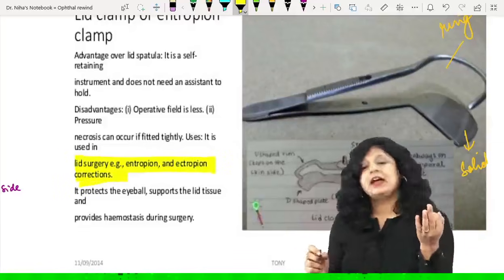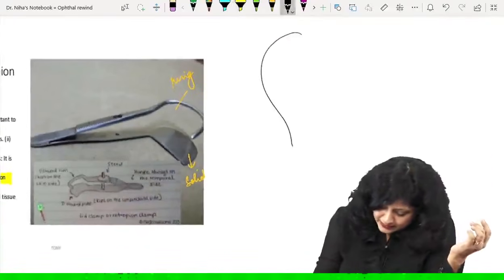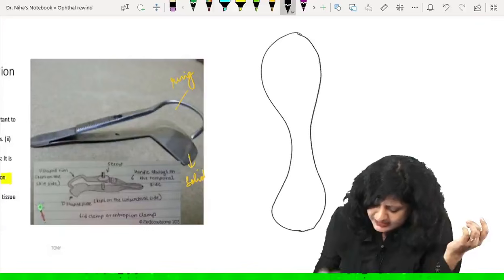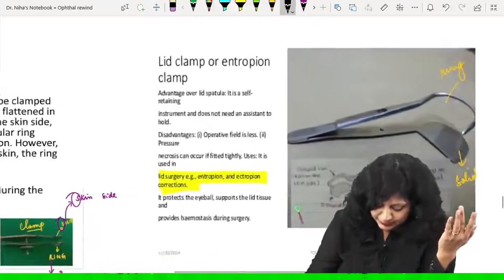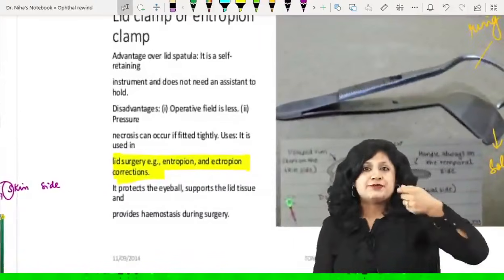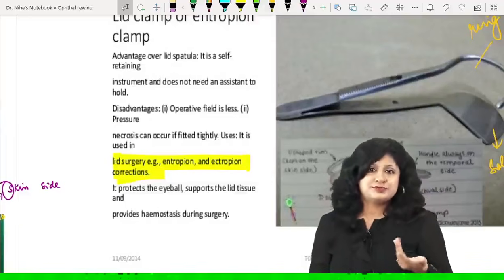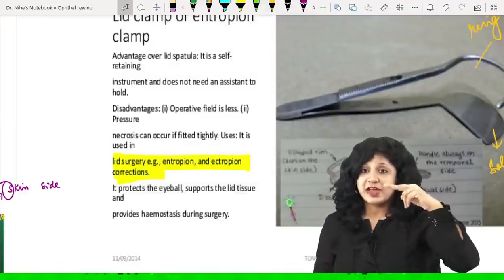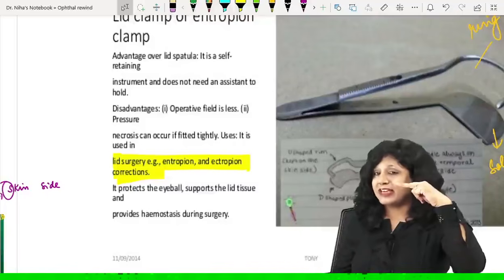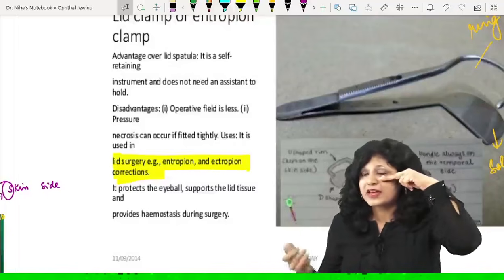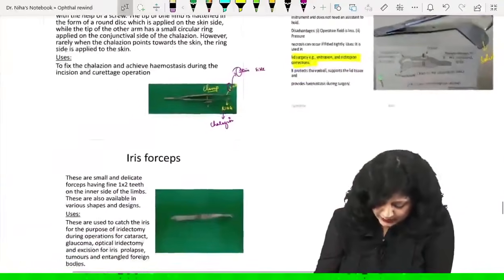Okay, so previously we used to use a lid spatula. A lid spatula was something like this. Previously we used to use this lid spatula, but I think this one is better. This is self retaining also, and therefore we do not require an assistant to hold. So, that I told you for the speculum also, self retaining speculum, because if I require this spatula to be placed here, there should be someone all the time by my side till the time I do the surgery, holding the lid spatula like this, and only then I can perform the surgery. So, I think this is a better alternative. So, this was about the clamp.